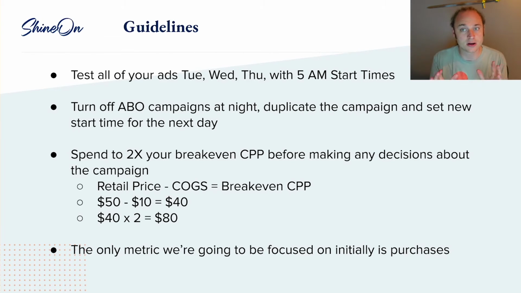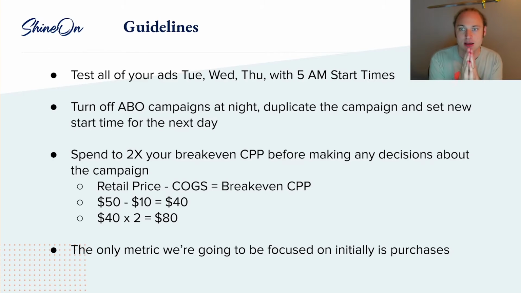So the way you're going to do this is create the ABO campaign with a start time of Tuesday at 5 a.m. Let it run until basically you go to sleep at night. Turn it off. Duplicate the campaign. Set a new start time for the next morning at 5 a.m. And then do the same thing the next day.